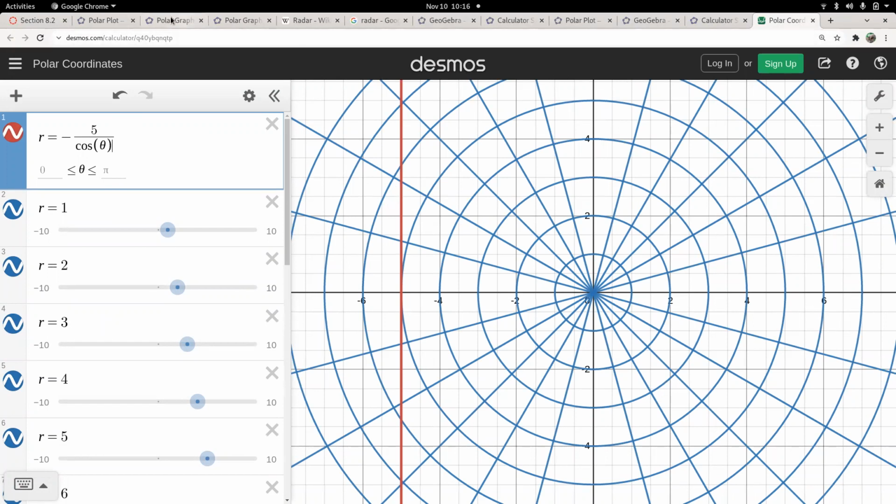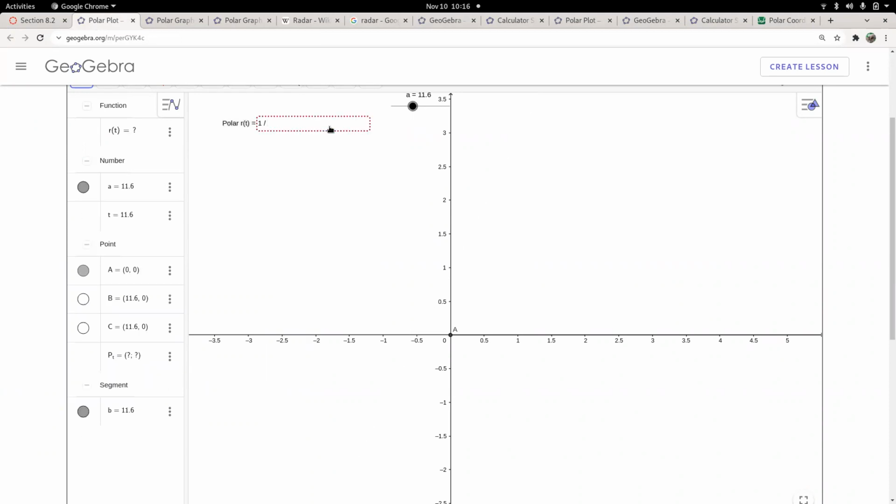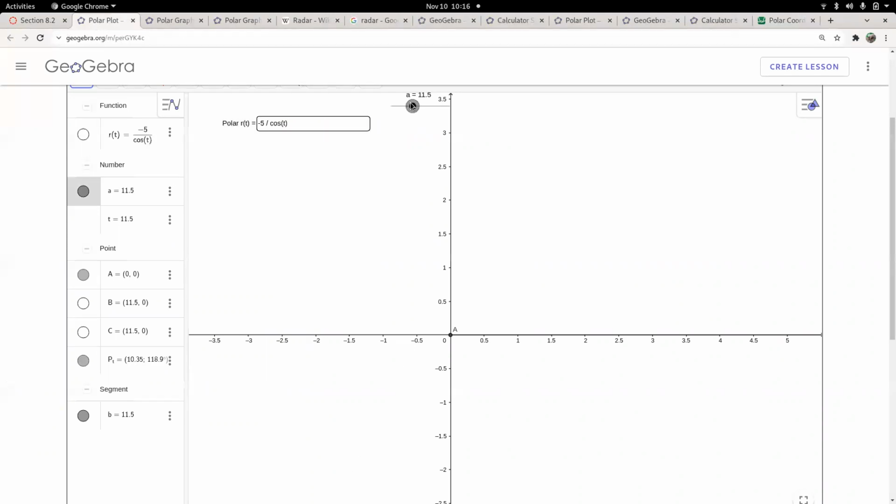In GeoGebra, I have a polar plotter here, and all I do up here is use the variable t. So in this one, I want to type -5 over cosine of t. And then if I just click out here, it will graph that. Ooh, does not want to graph that one. I broke it.